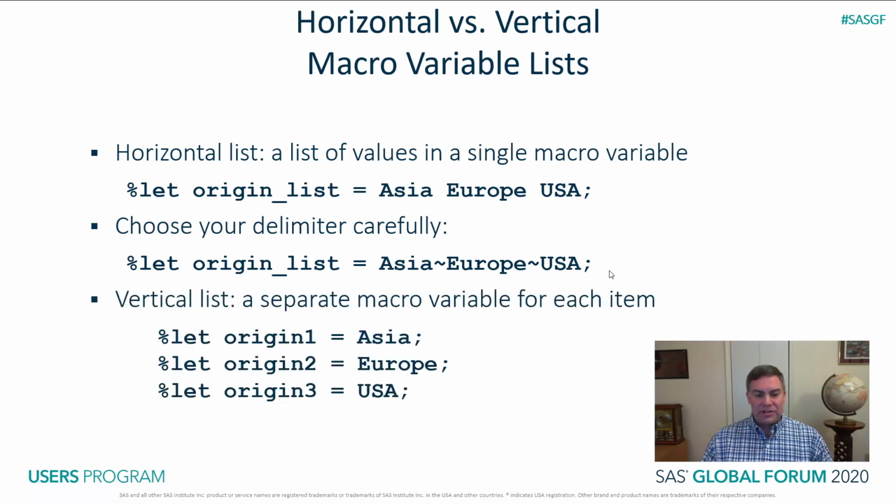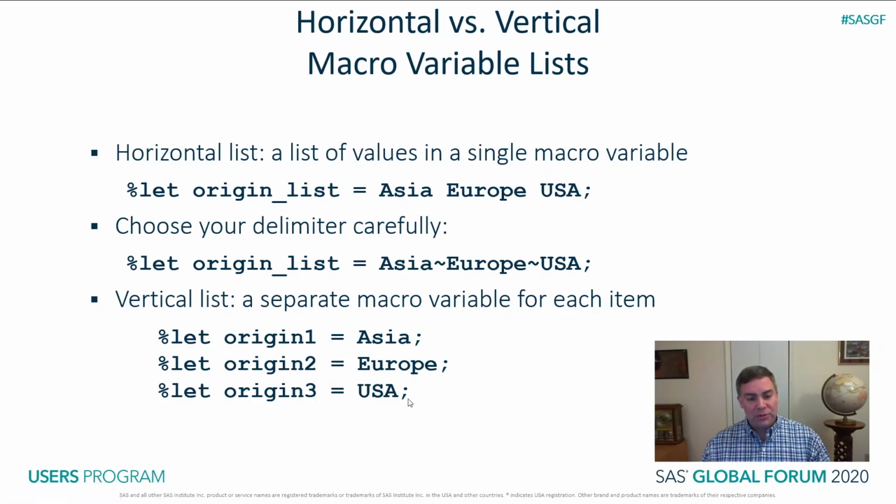A vertical macro list works differently in that each value is stored in a separate macro variable, but the names of the macro variables are structured such that they all have the same prefix and then a sequential number afterwards. So for example, if we have these three values, Asia, Europe, and USA, and we wanted to place them in a vertical macro variable list, then we would create a macro variable called origin1, which would contain the value Asia, origin2 would contain the value Europe, and origin3 would contain the value USA.